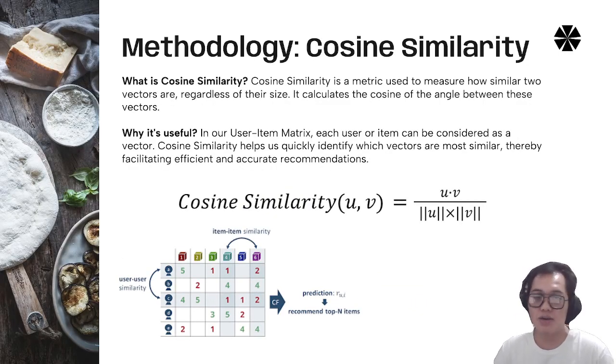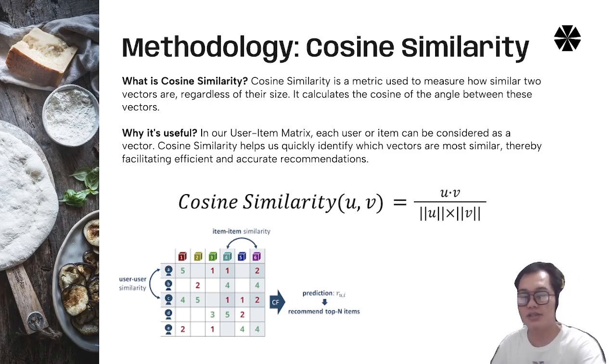Cosine similarity. What is cosine similarity? Well, cosine similarity is a metric used to measure how similar two vectors are regardless of their size. It calculates the cosine of the angle between these vectors. Why is it useful? In our user item matrix, each user or item can be considered as a vector. Cosine similarity helps us quickly identify which vectors are most similar, thereby facilitating efficient and accurate recommendations.